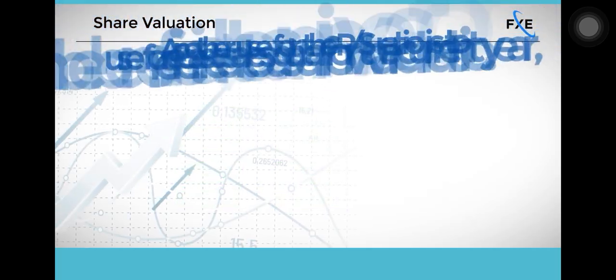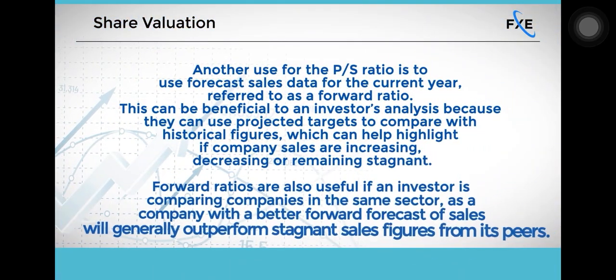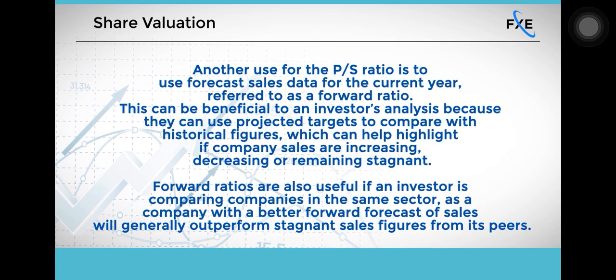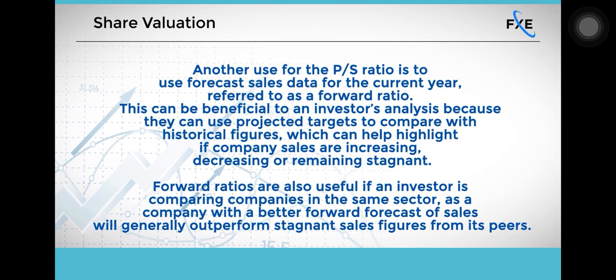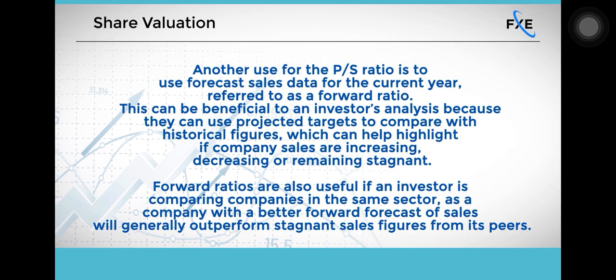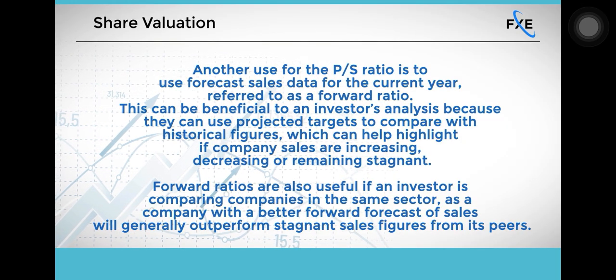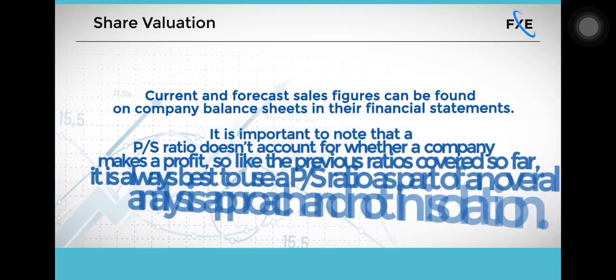Another use of the PS ratio is to use forecast sales data for the current year, referred to as forward ratio. This can be beneficial to an investor's analysis because they can be used to project targets to compare with historical figures, which can help highlight if a company's sales are increasing, decreasing, or remaining stagnant. Forward ratios are useful if an investor is comparing companies in the same sector, as a company with a better forward forecast of sales will generally outperform stagnant sales figures from its peers. Current and forecast sales figures can be found on a company's balance sheet in their financial statements.